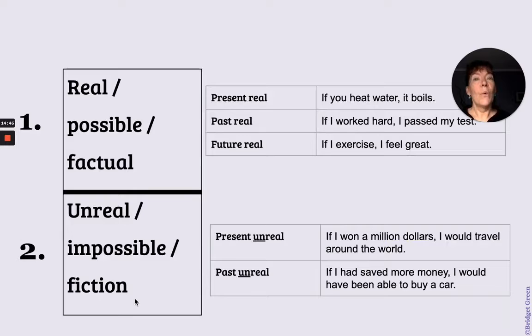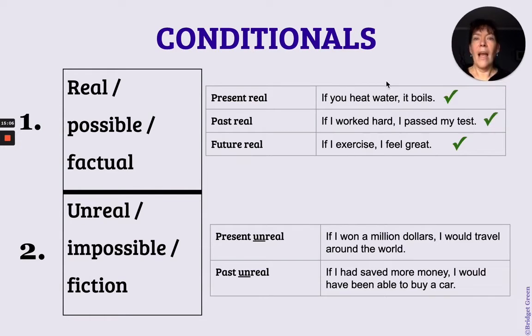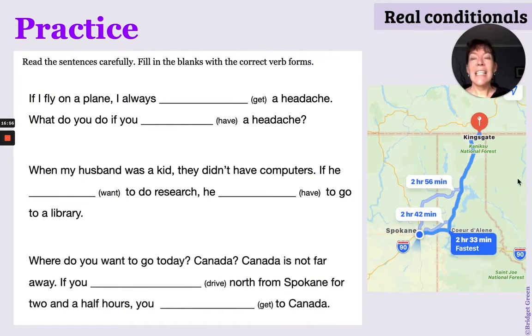Now, we talked about the present real, the past real, and the future real. These sentences are all correct. And now, let's practice again. Read the sentences carefully. Fill in the blanks with the correct verb forms. You'll find the verbs after the blanks.